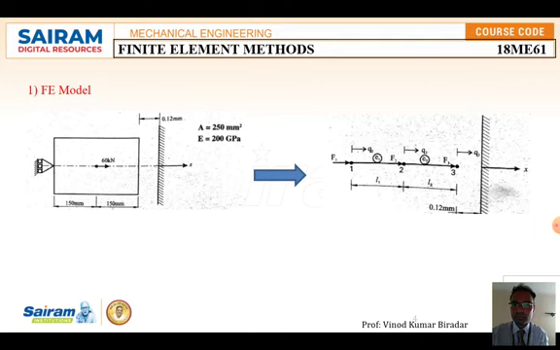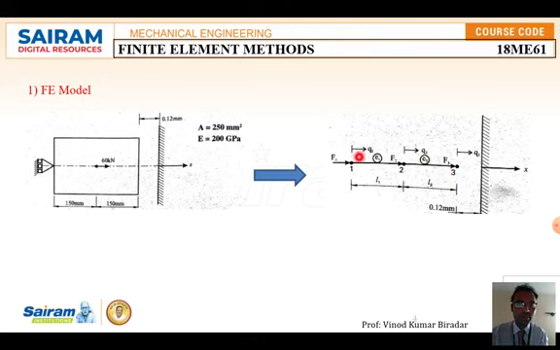Now we have to compare with the given problem and model it. Step number 1: convert to the FE model, which is the discretization process. Since force is acting here, this is the first element and this is the second element, and the bar is fixed at a distance of 0.12, that is at node 3. Nodes 1 to 2 are called element number 1, and 2 to 3 element number 2.